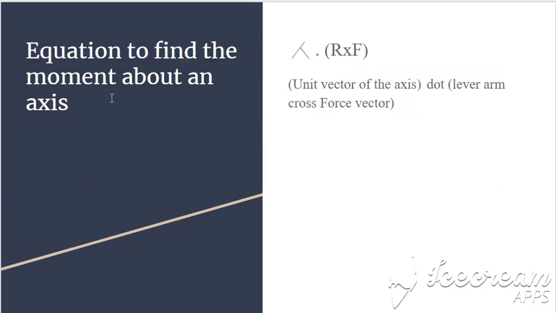The equation used to find the moment about an axis is the unit vector of the axis dot the lever arm cross the force vector. So the equation that we use is up top. This symbol stands for the unit vector of the axis dot r cross F. In this equation, you must use the dot product as well as the cross product to get your answer.